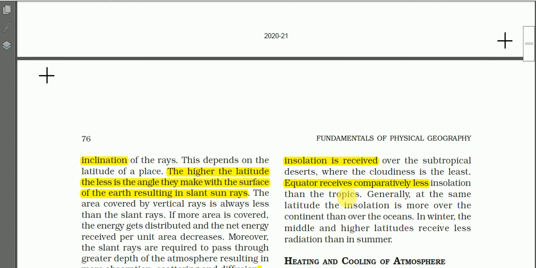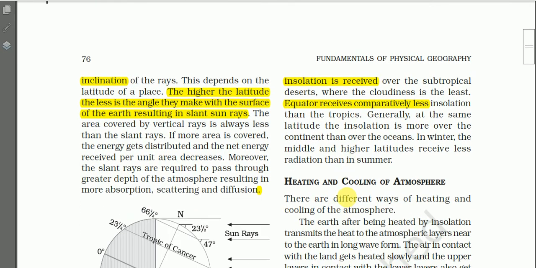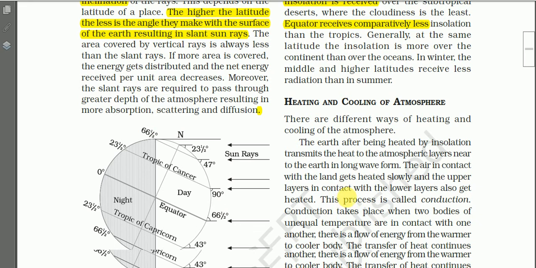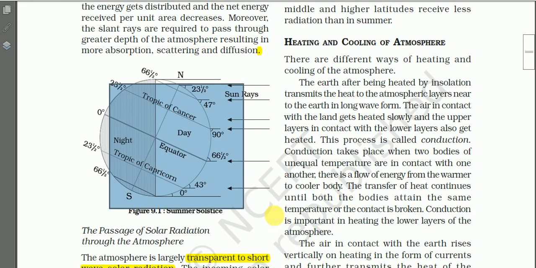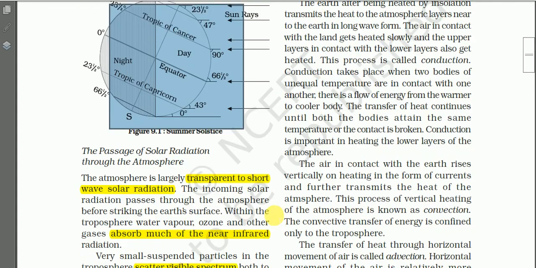About the angle of inclination, we have explained to you earlier. And about this also we have explained using a different diagram.